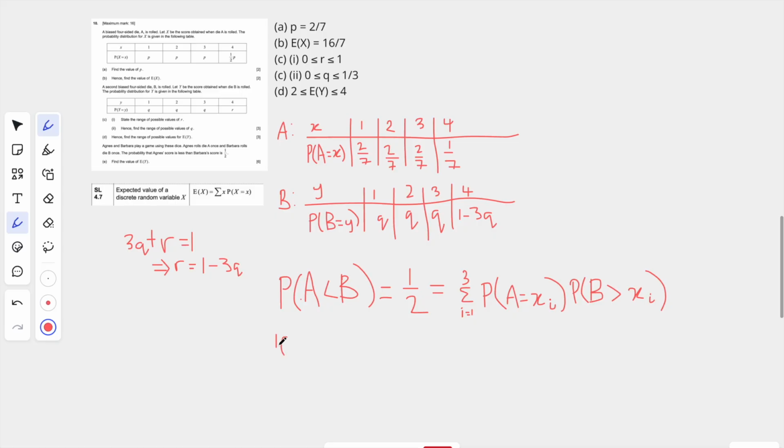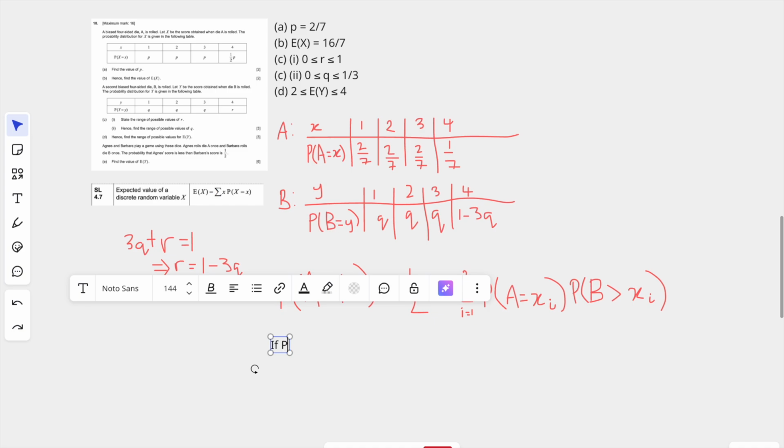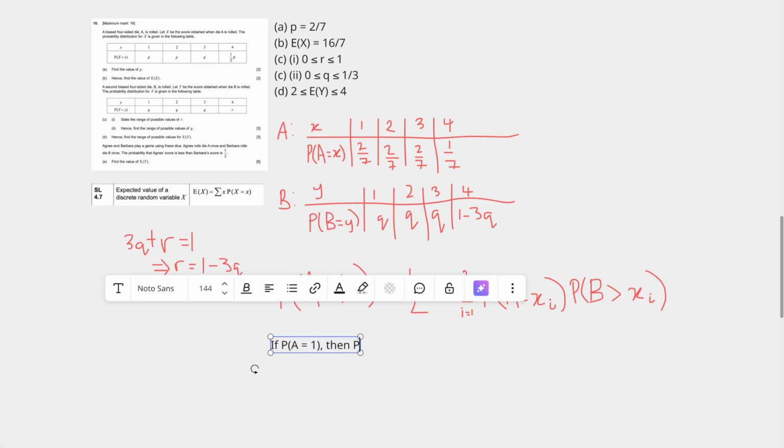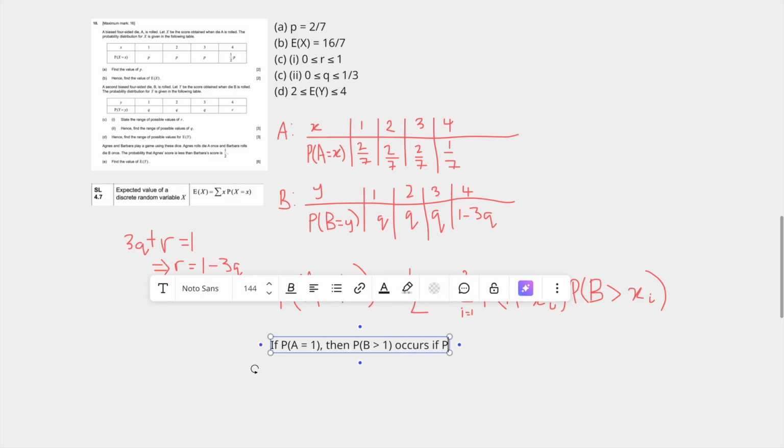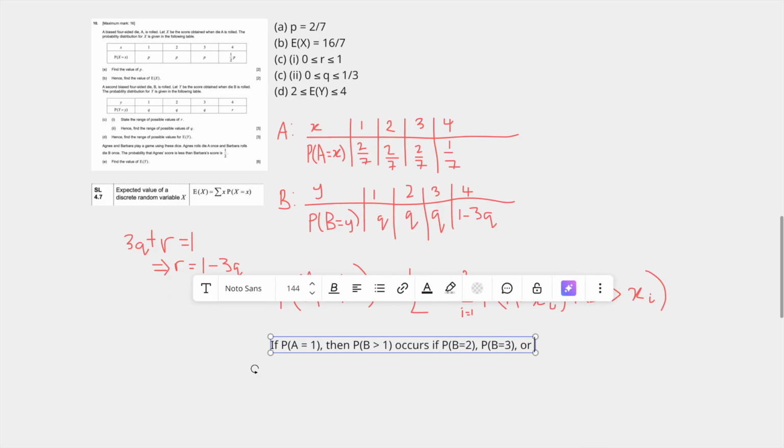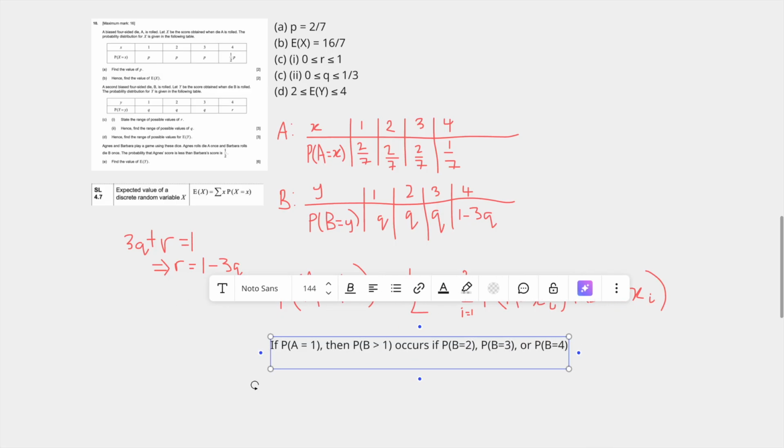Let's determine the probabilities that Barbara's score is larger than Agnes's. If Agnes rolls a 1, then the probability that Barbara's score is higher is if she rolls a 2, 3, or a 4. So according to Barbara's distribution table, the probability of her rolling a 2, 3, or a 4 is Q, Q, and R respectively. Summing this up and representing R in terms of Q results in a probability for this scenario of 1 minus Q.